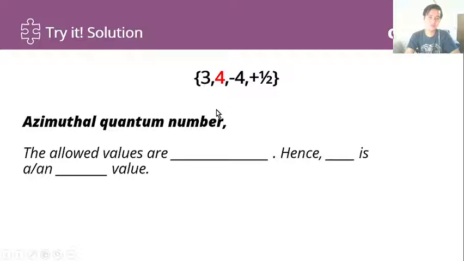Azimuthal, let's go to 4. The allowed values, we know, are from 0 to n-1. Because n is equal to 3, that will be 3 minus 1, which is equal to 2. So the allowed values are 2, 1, and 0. Is 4 a permitted value? The answer would be forbidden. Why? Because 2, 1, 0 are the only allowed values.